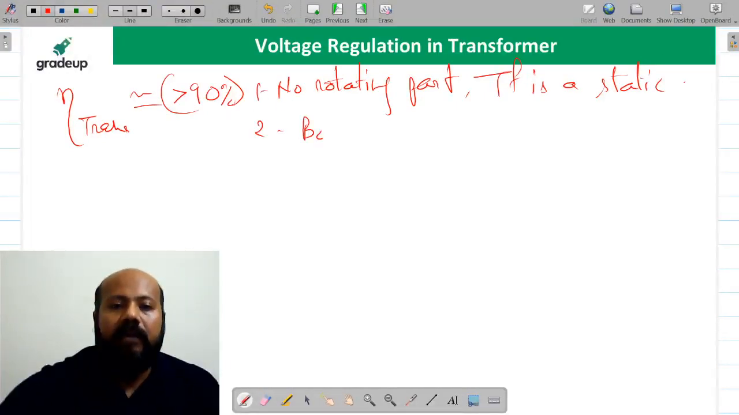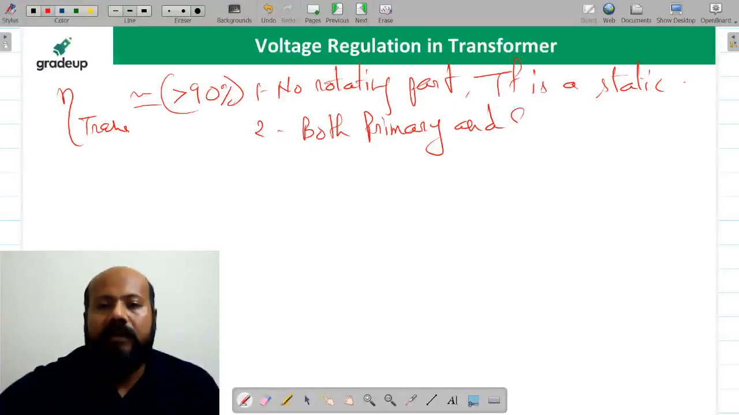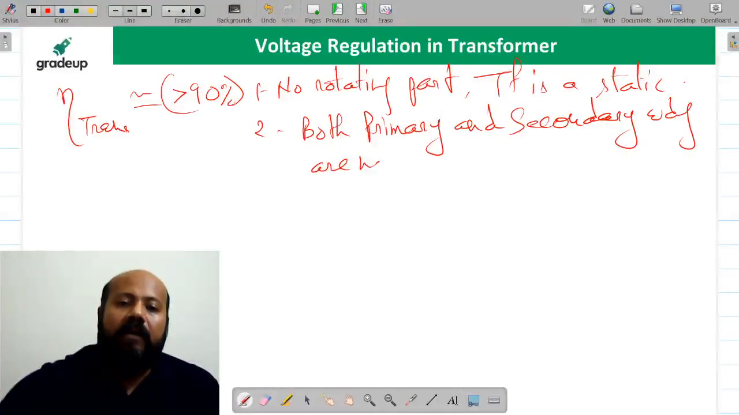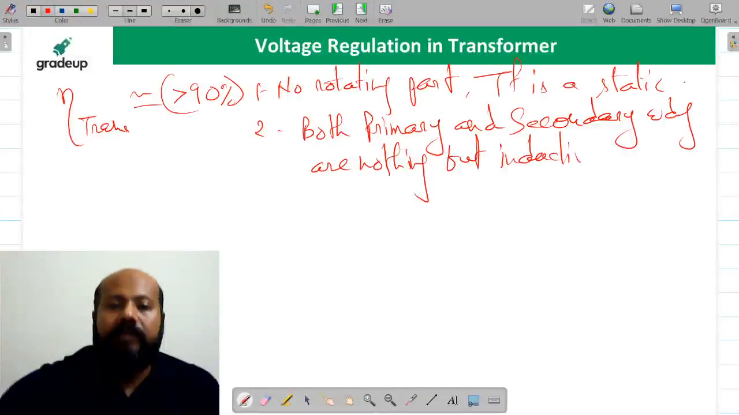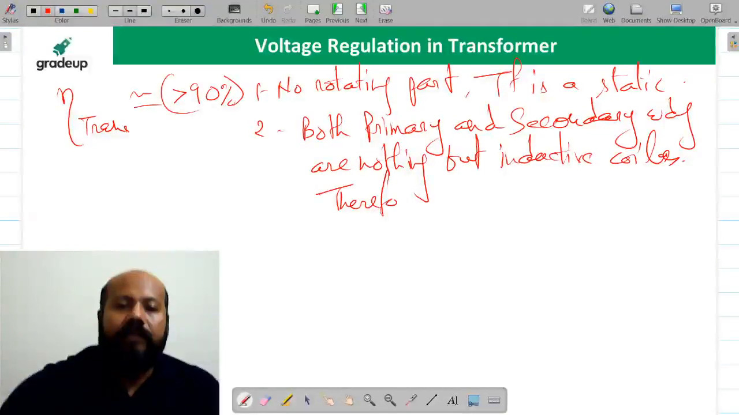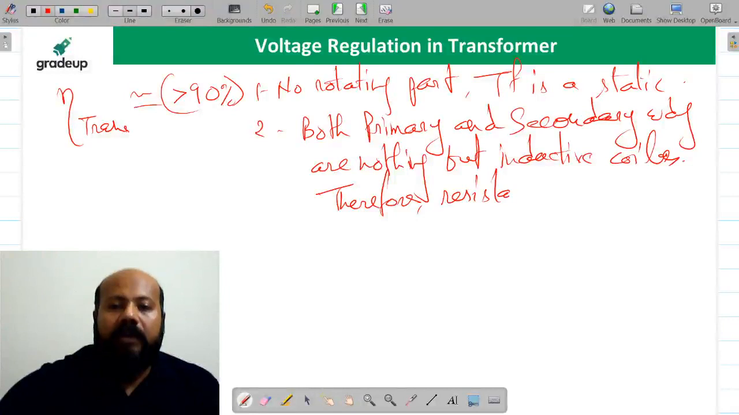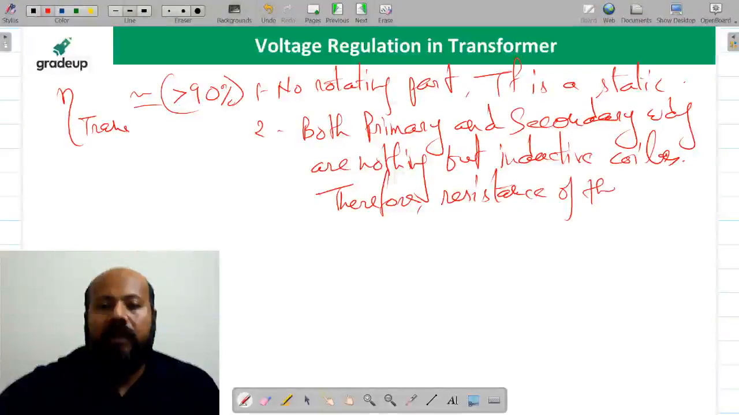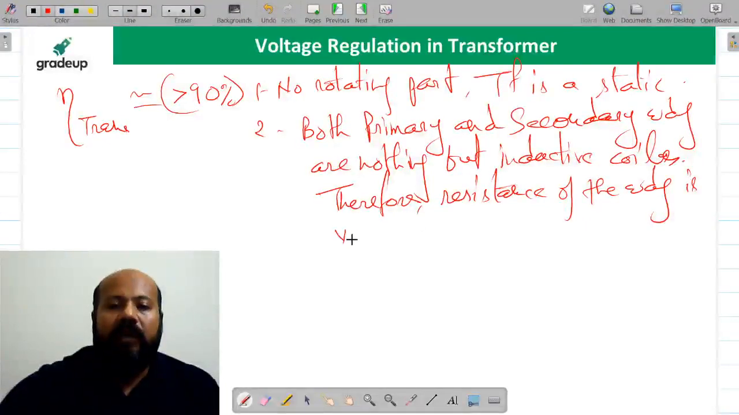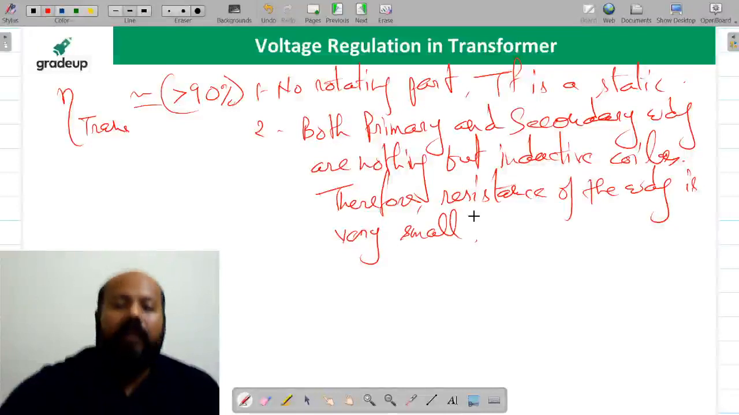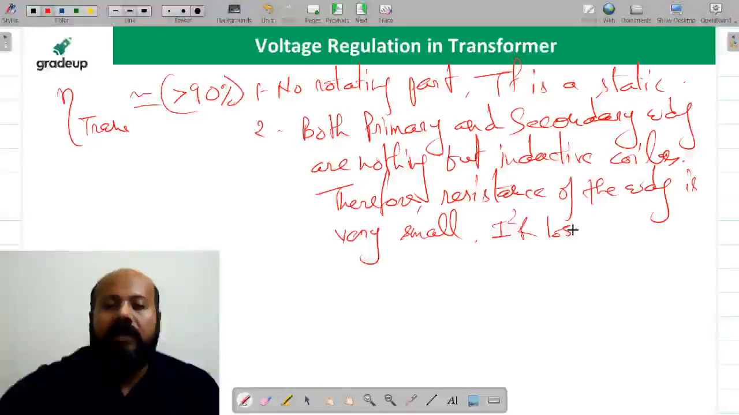Second point, both primary and secondary windings are nothing but inductive coils. Therefore, resistance of the windings is very small, and you can say I square R losses are also very small.